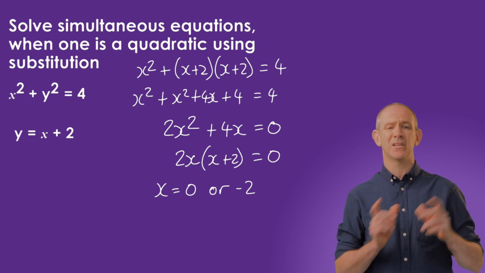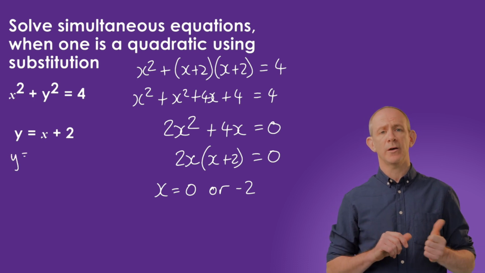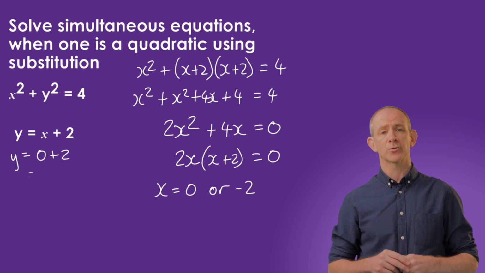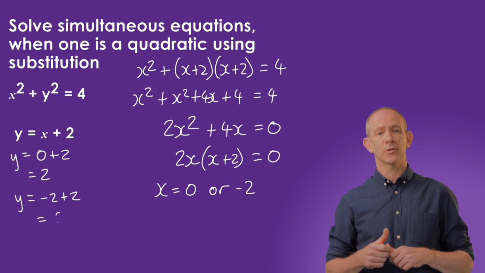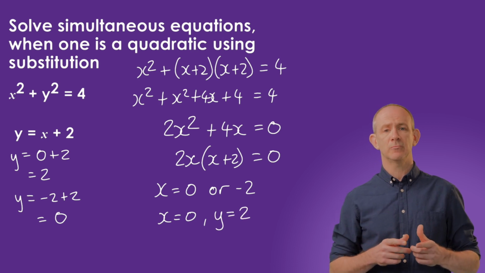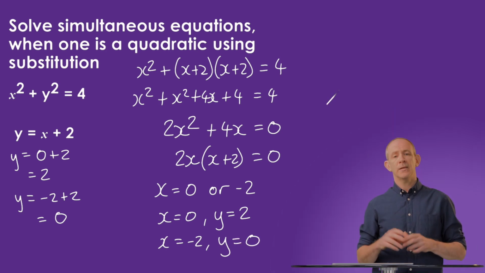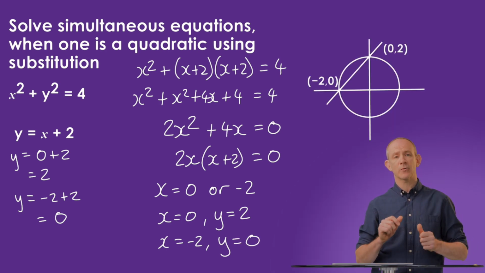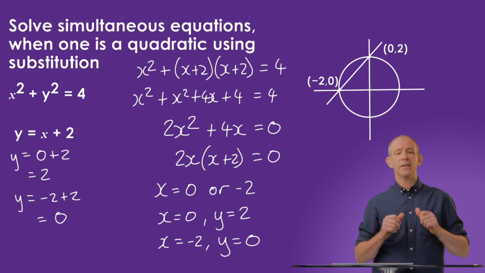Let's substitute those into the linear equation to calculate our value for y. So in this case, we'd have y equals 0 plus 2, so we know that y equals 2. And in the other case, we'd have y equals negative 2 plus 2, which would equal 0. So now we've got our two points: when x is 0, y is 2, and when x is negative 2, y is 0. This is actually the two points where the linear equation crosses through the circle, and you can see that on the graph just here. It crosses through at x equals minus 2, y equals 0, and x equals 0, y equals 2.